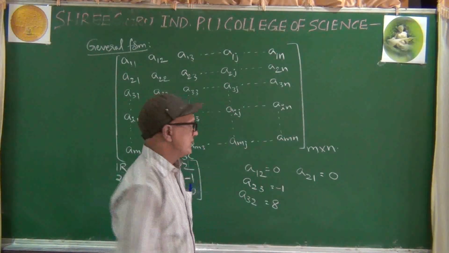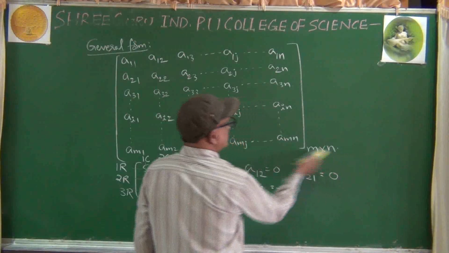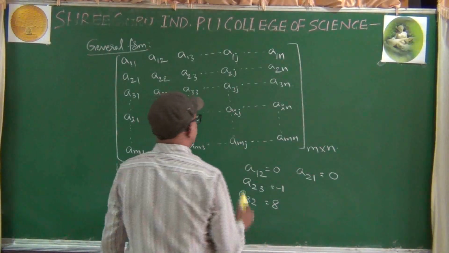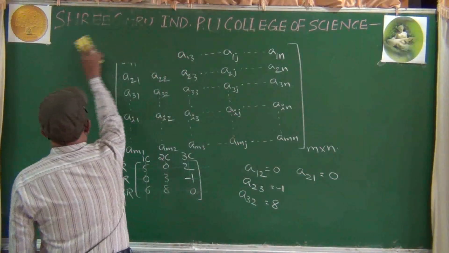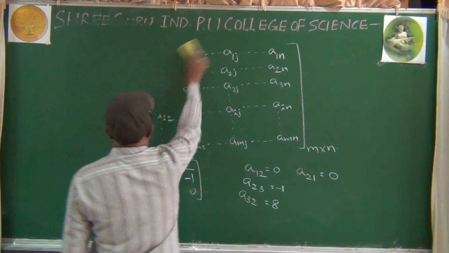Like total number of rows and total number of columns, m by n means total number of rows by total number of columns.